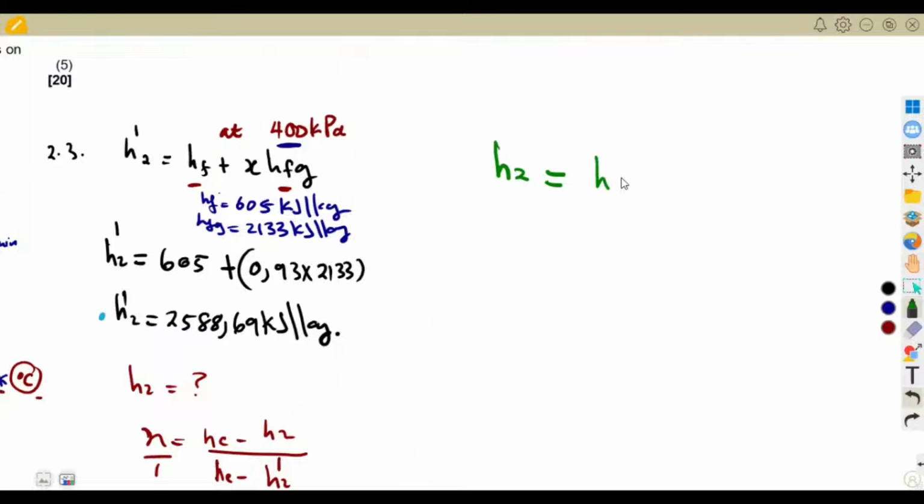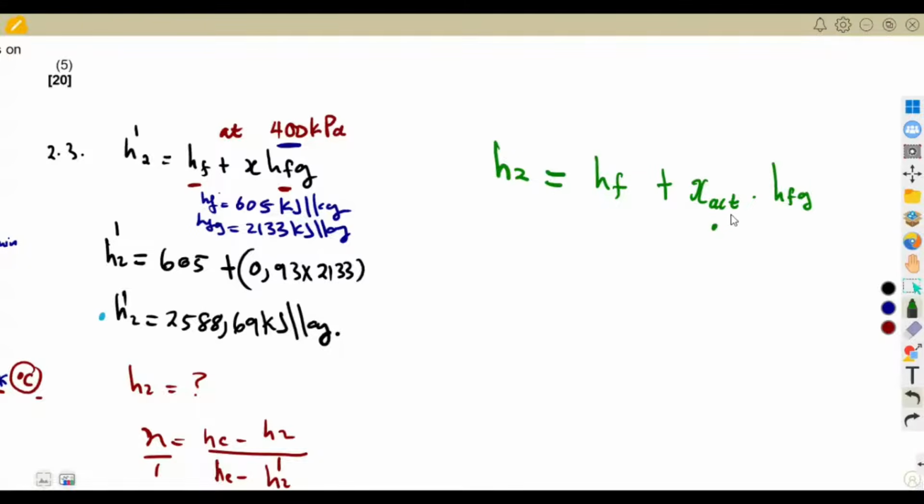So H2 is equal to HF plus what? The X, which is our dryness fraction. This was the X that we had at the critical condition, from that one that we are given at a pressure of 400. But this one is going to be the actual, the one they want here. So it's going to be X actual, the actual dryness fraction at the exit, times HFG. This condition is not going to change. So we need to calculate the actual value here.